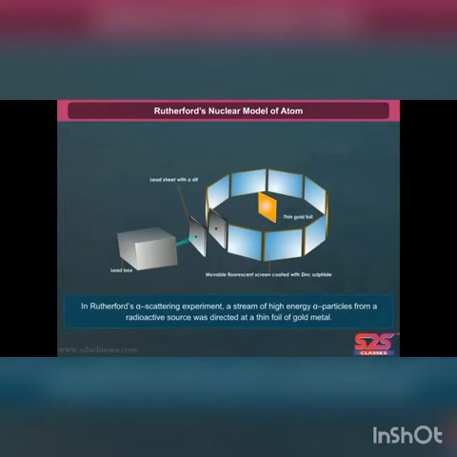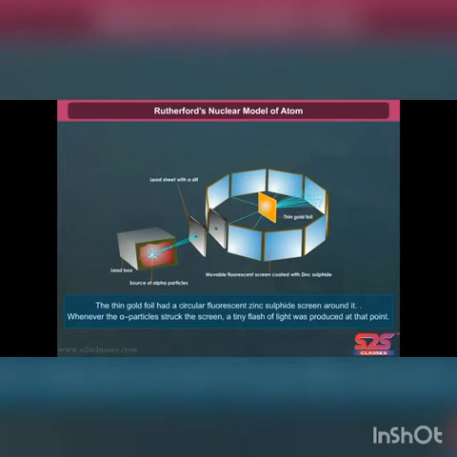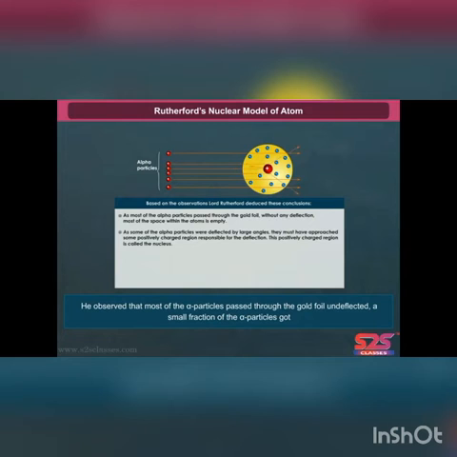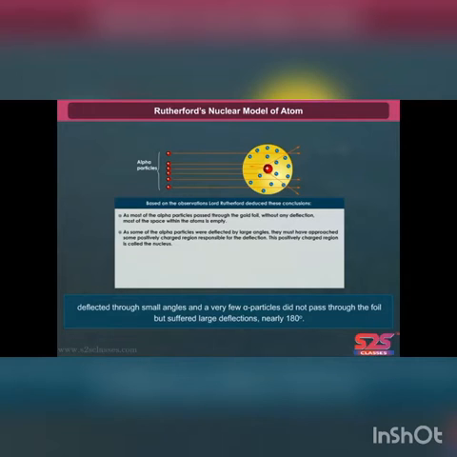In Rutherford's alpha scattering experiment, a stream of high-energy alpha particles from a radioactive source was directed at a thin foil of gold metal. The thin gold foil had a circular, fluorescent zinc sulfide screen around it. Whenever the alpha particles struck the screen, a tiny flash of light was produced at that point. He observed that most of the alpha particles passed through the gold foil undeflected. A small fraction of the alpha particles got deflected through small angles, and a very few alpha particles did not pass through the foil but suffered large deflections, nearly 180 degrees.